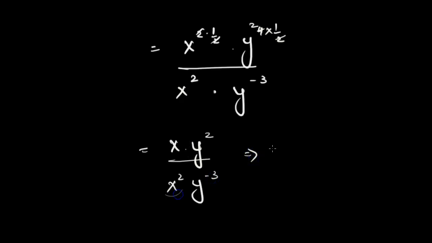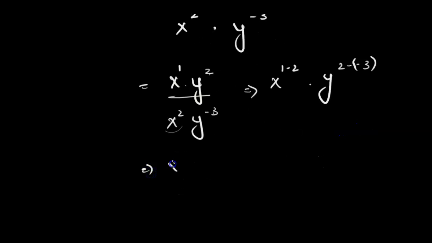Now we can bring the like terms together. So x is the same base. No power means power is 1. So it would be 1 minus 2. Here we have 2 minus negative 3. This gives us x to the power negative 1. y to the power 2 plus 3 is 5.